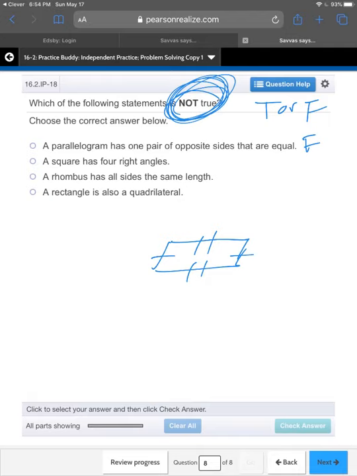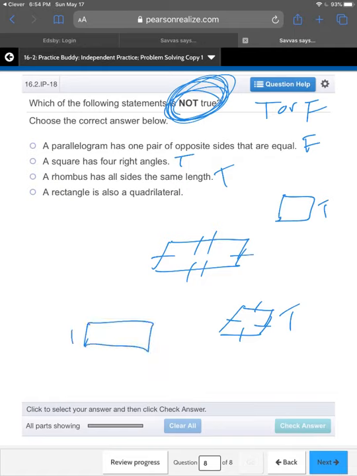A square has 4 right angles. Here's my square. That is true. A rhombus has all sides the same length. That's true. And a rectangle is also a quadrilateral. Well, that has 1, 2, 3, 4 sides, so that's true. So the only one that's false was the first one.